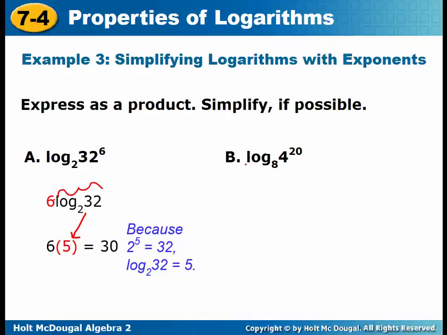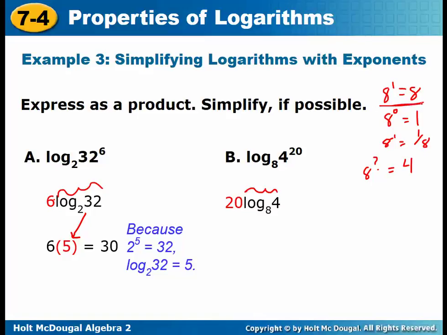B will be similar. The 20 will come in front, and it'll be 20 times log base 8 of 4. And then you try to see if you can figure out this part. If you can, that means that you have 8 to some power is equal to 4. Well, 8 to the 1 is 8. 8 to the 0 is 1. 8 to the negative 1 is 1/8. 4 is somewhere in here, but I don't know exactly what it is. This one cannot be simplified, and you would just leave your answer like this, 20 times log base 8 of 4.